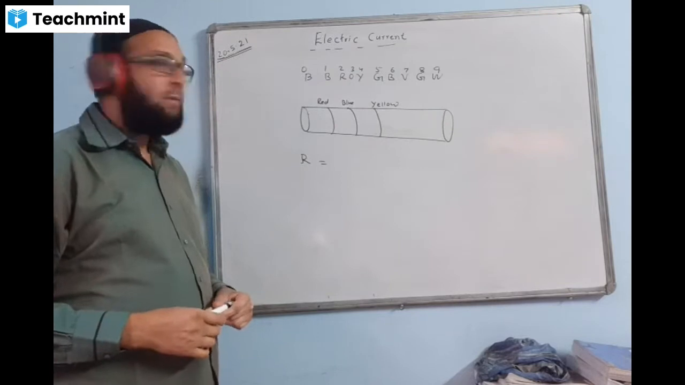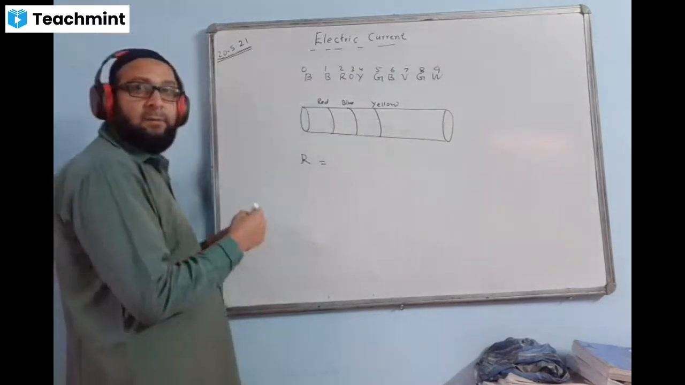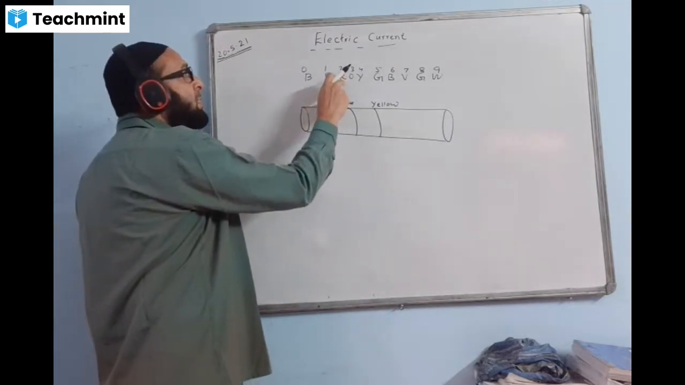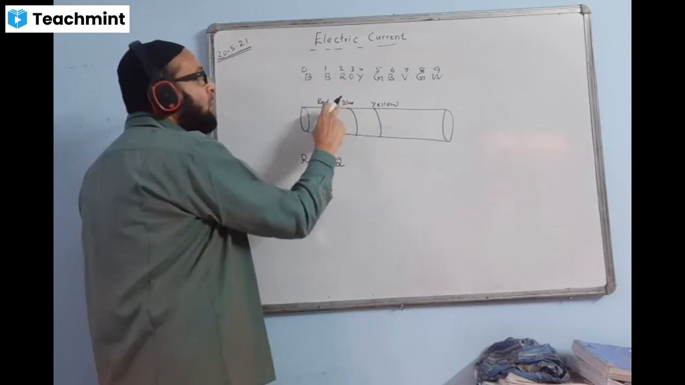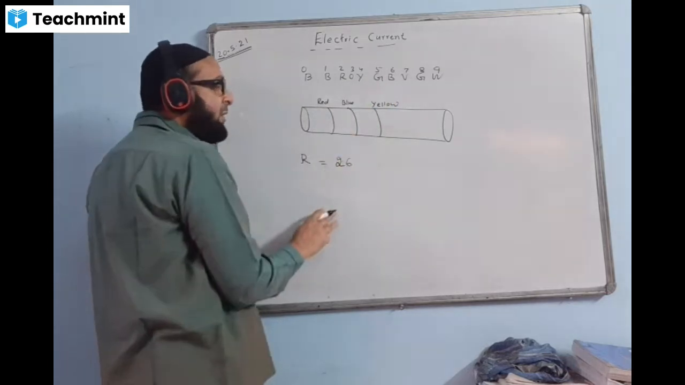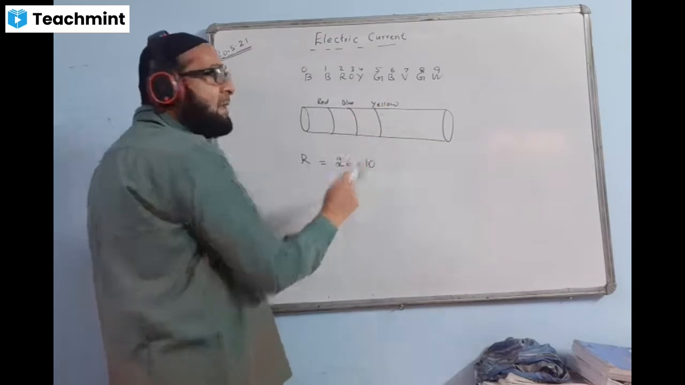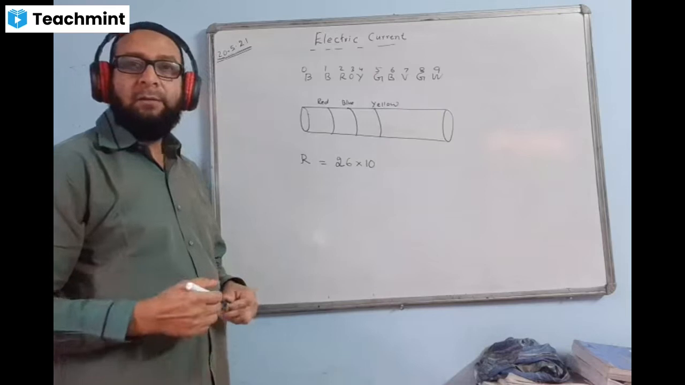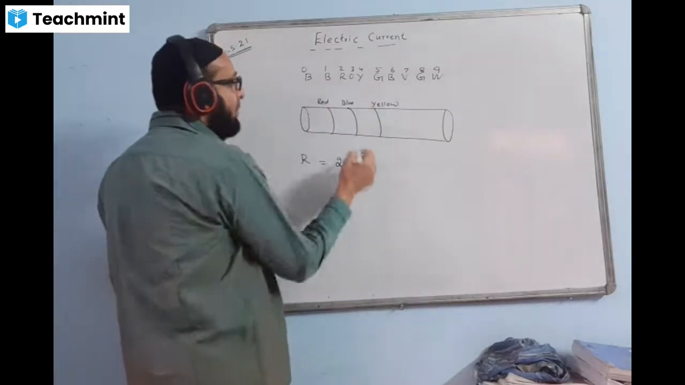How do we find it? We will use the colors. Look at the color red. What is the number associated with red? 2. So first we write 2. Then blue. Remember, what is the number associated with blue? 6. We write 26. The number of the third color will come as the power of 10. Yellow. What is the value of yellow?